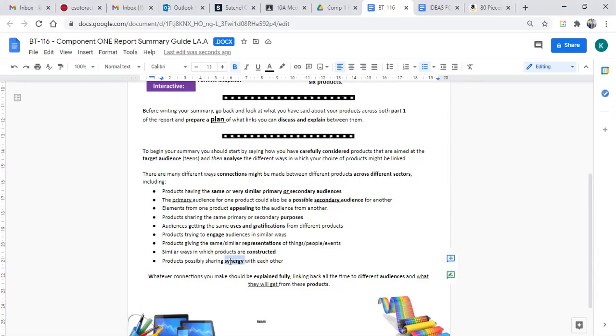Synergy is where this would work if you've done, for example, Spider-Man for a film, Spider-Man for a magazine or comic, and Spider-Man for a game. So it's where the franchise of Spider-Man actually runs across a few different platforms, the platforms being a film, a magazine, and a game. So that's what synergy means.